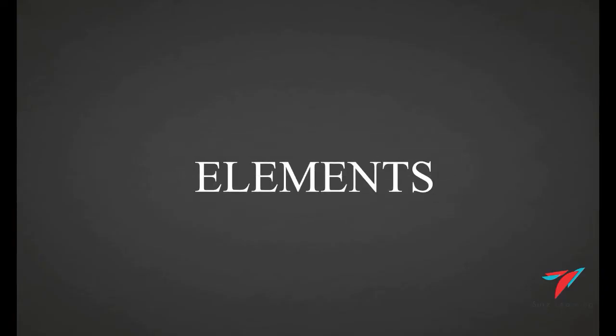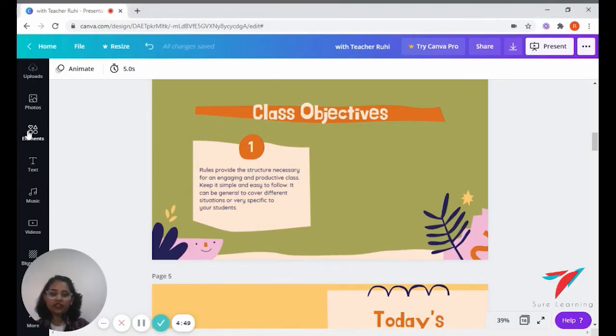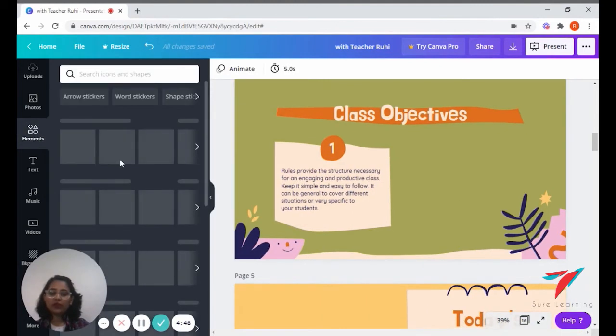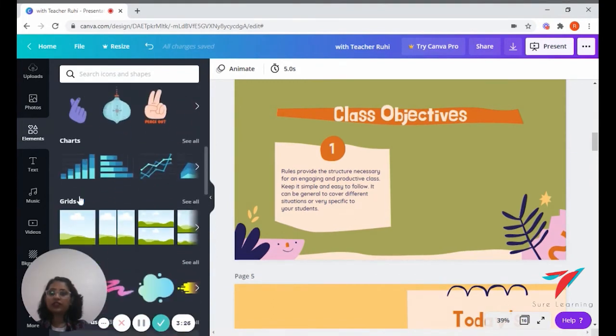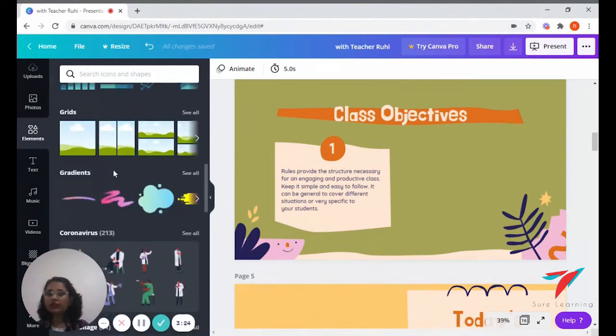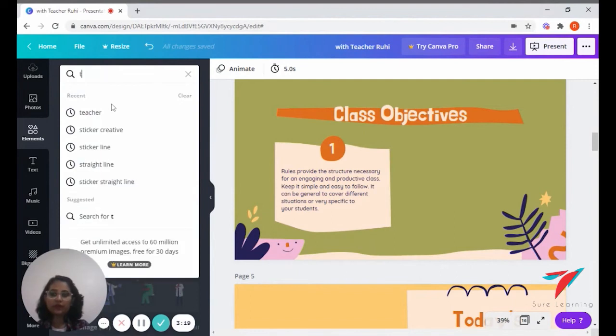Even after adding all the images, videos, music, your presentation does not look that attractive. Elements are the best feature about Canva. From the Elements section, you can choose loads and loads of elements that will make your presentation look amazing. From lines, shapes, frames, stickers, charts, what not elements are there. Simply go to Elements and search for what you want.